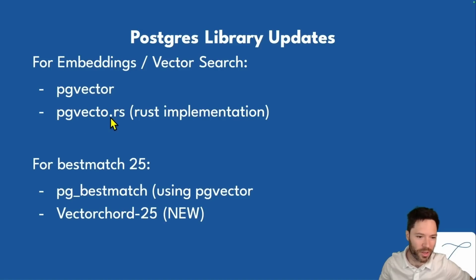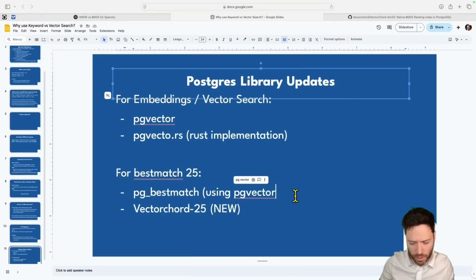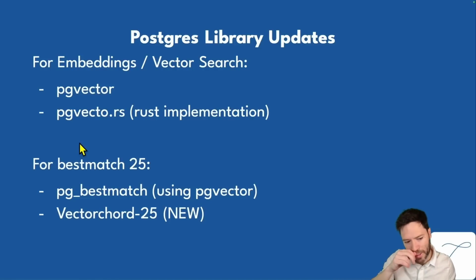There's also pgvecto.rs, which is a Rust implementation. And then for BM25, there has been a library, and it's still there, called pg_bestmatch. It uses pgvector or pgvecto.rs, but it does not provide for indexing. I think there's maybe some way to use kind of an external approach, although that's actually maybe a separate library. But either way, there's now a library that is native to Postgres called VectorChord-BM25, and this one implements indexing. It's a custom type of indexing that allows for fast search.